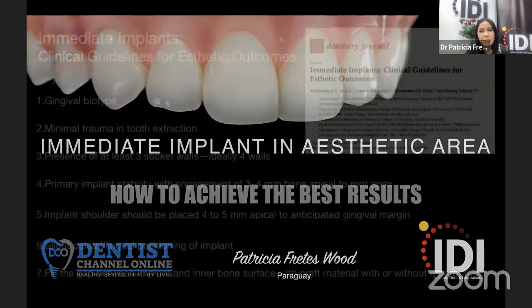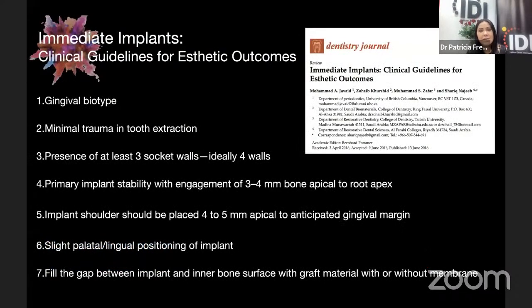So now I'm going to talk about that, taking this article that I found very interesting, that talks about immediate implants and the clinical guidelines for aesthetic outcomes. First thing we have to look at when we are working in aesthetic area is the gingival biotype. This topic is very important because it's going to show us a lot of information in advance. Second one is minimal trauma when we do a tooth extraction. Third one is presence of at least 3 socket walls. An ideal situation will be with 4 walls.